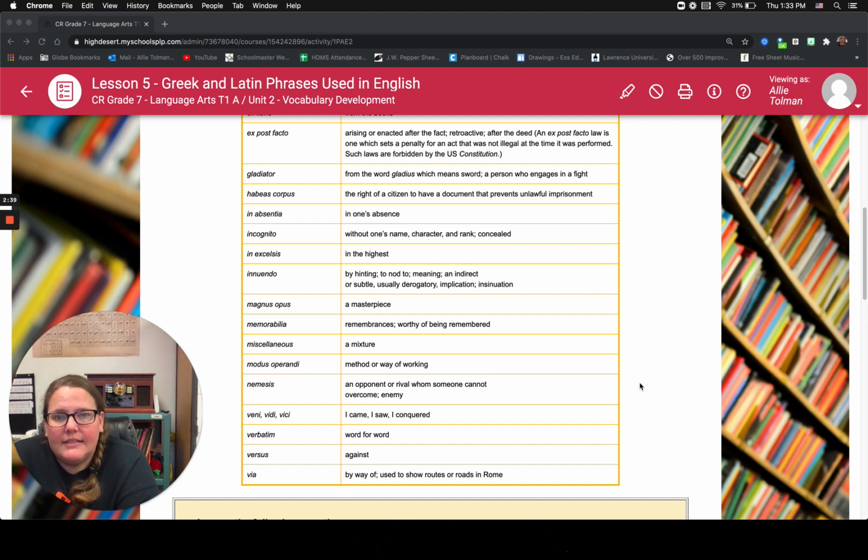In excelsis, in the highest. Innuendo, by hinting, to nod to, meaning an indirect or subtle, usually derogatory, implication, insinuation. Magnum opus, it's a masterpiece. Memorabilia, remembrances worthy of being remembered. Miscellaneous, it's a mixture. Modus operandi, method or way of working.